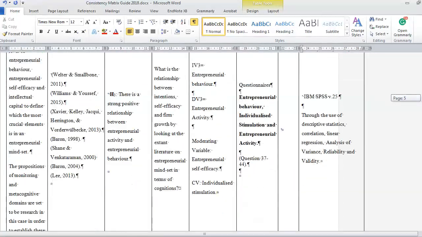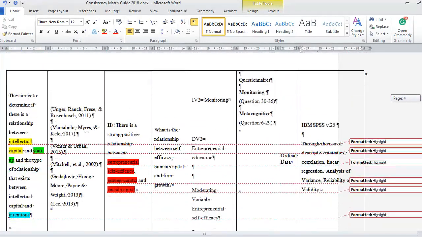I hope this video will help you to put together a good consistency matrix, because your consistency matrix is key to help you when you write your proposal or when you write your thesis, so that you are not all over, but we are focused on the constructs that we have stated to be the constructs that you'll be looking at. Thank you and good luck with your assignment.